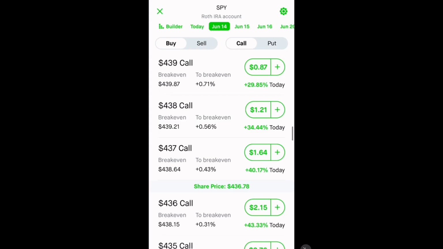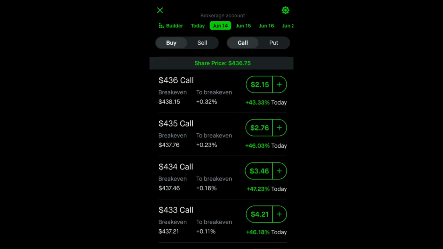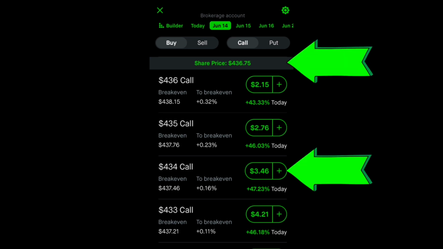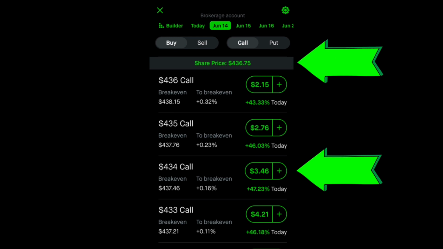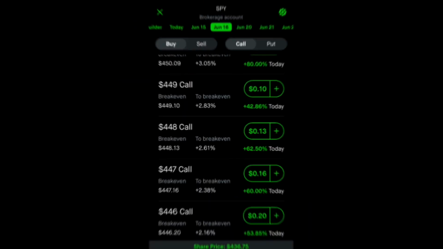Let's talk about the price value of an option contract, because it could be broken down into two components: intrinsic value and extrinsic value. Intrinsic value is the portion of an option's price that is based on its immediate value if it were exercised or settled immediately. For call options, the intrinsic value is calculated by taking the difference between the underlying asset's current price and the strike price, if that difference is positive. For put options, the intrinsic value is the difference between the strike price and the asset's current price. If the option has no intrinsic value, the intrinsic value is zero.